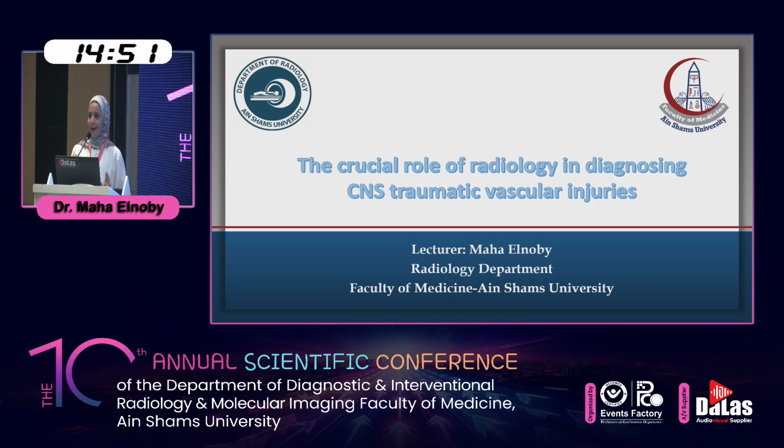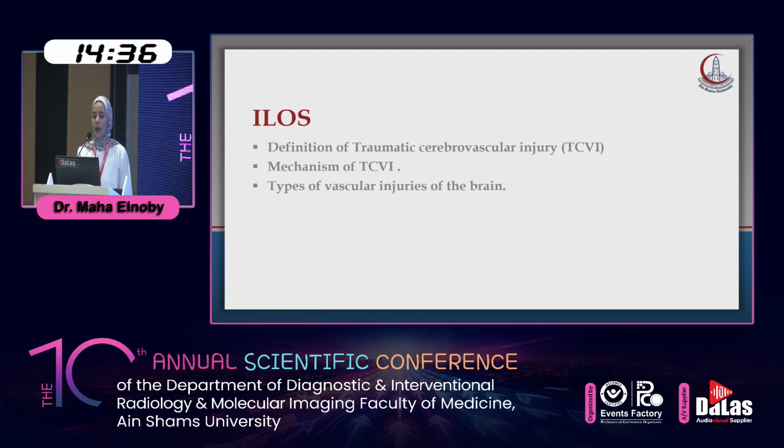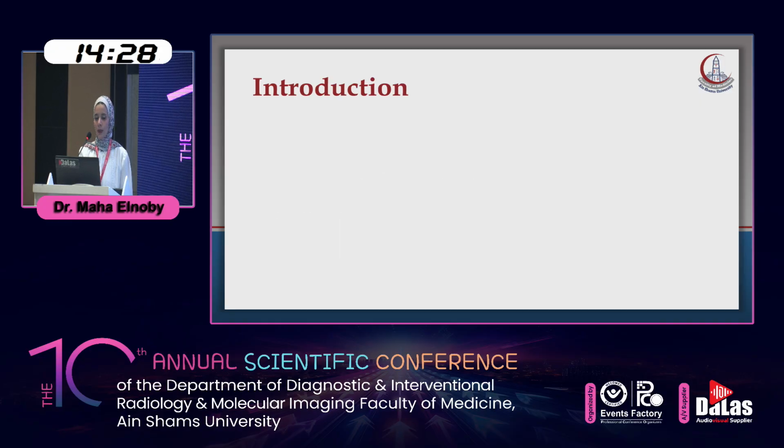Today we will talk about the crucial role of radiology in diagnosing CNS traumatic vascular injuries. What are the ILOs? First, definition of traumatic cerebrovascular injuries. Mechanism of traumatic cerebrovascular injuries, types of vascular injuries of the brain, when to image and the type of image, and Denver: we will talk about the Denver scale and the grading of vascular injuries.